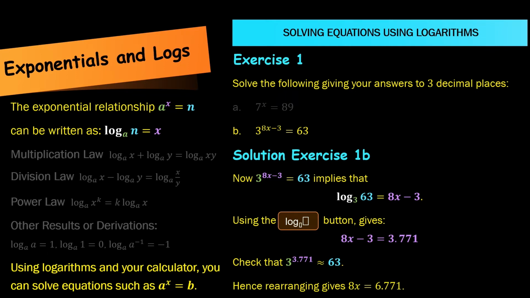And hence, if we rearrange the equation, we obtain 8x equals 6.771. We've simply added 3 to both sides. And so we have that x equals 6.771 over 8, which is 0.846 to 3 decimal places.